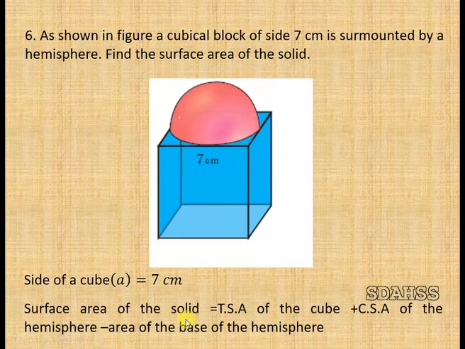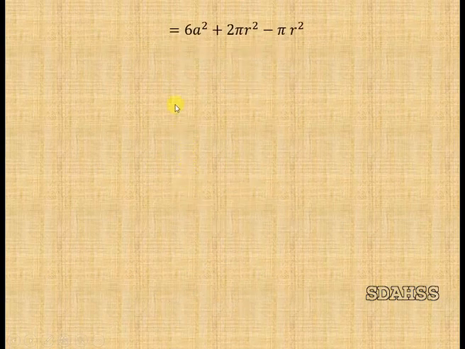The surface area of the solid is equal to TSA of a cube plus CSA of a hemisphere minus area of the base of the hemisphere. TSA of a cube plus CSA of the hemisphere minus area of the base of the hemisphere, which is equal to 6a square plus 2 pi r square minus pi r square.